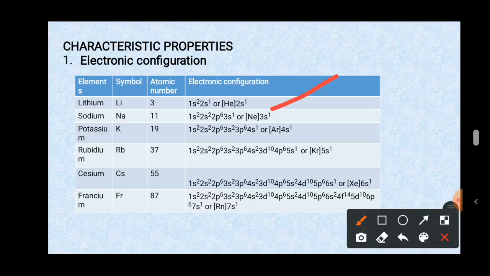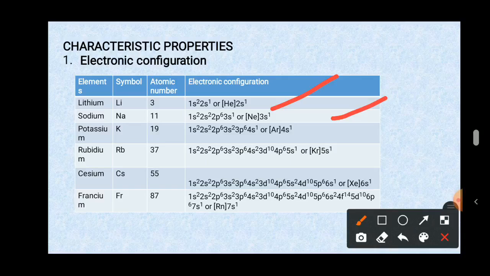Sodium atomic number is 11, so the electronic configuration is 1s2, 2s2, 2p6, 3s1. This configuration you can write like this also: noble gas ns1. So which is the noble gas, or rare gas? It is neon. Neon atomic number is 10. So after neon, sodium comes as 3s1. Like this we can write even for potassium, rubidium, cesium and francium.